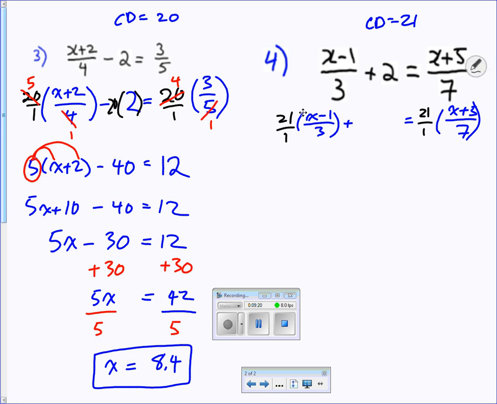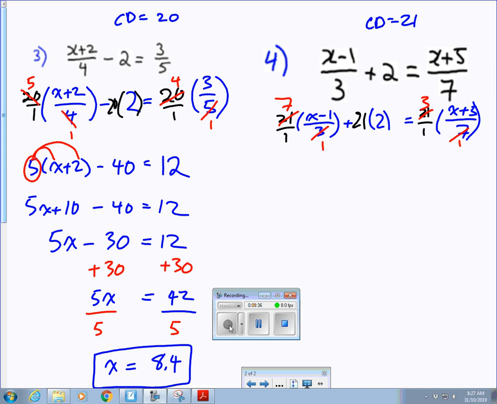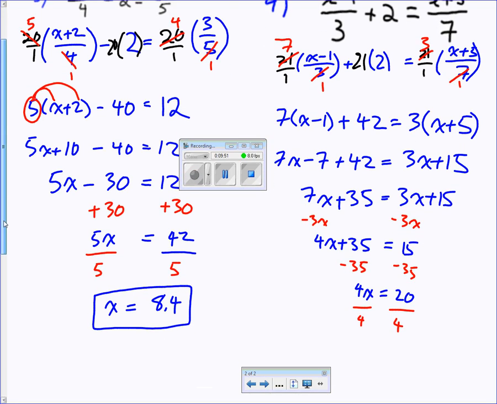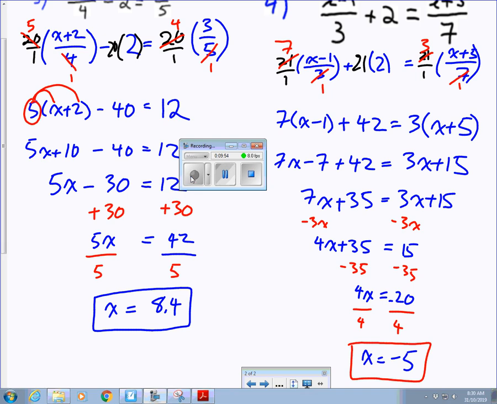We will change this back to 21 times 2. Now we'll simplify each bracket. So this is going to be 7 and 1. This will be 3 and 1. When you simplify that first part, you're going to get 7x plus 1 is 42 equals 3x plus 5. Now go through the normal steps, and you'll get the following. And we simplify and we end up with x is equal to -5 as our final answer.